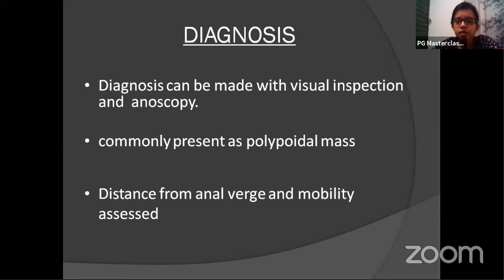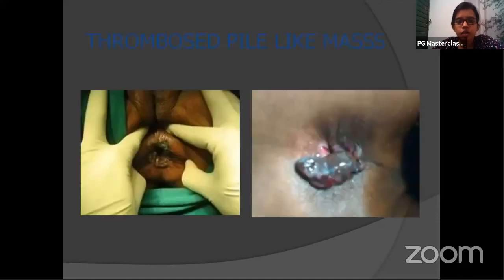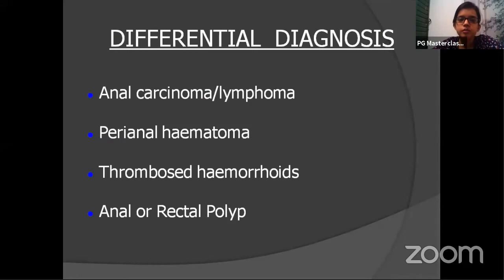The diagnosis is mainly done on clinical basis by visual inspection and anoscopy. It commonly presents as a polypoidal mass, and the distance from the anal verge and mobility should also be assessed to assess the local spread of the disease. It can also present as thrombosed pile-like masses. The differential diagnosis includes anal carcinoma or lymphoma, perianal hematoma, thrombosed hemorrhoids, and anal or rectal polyp.